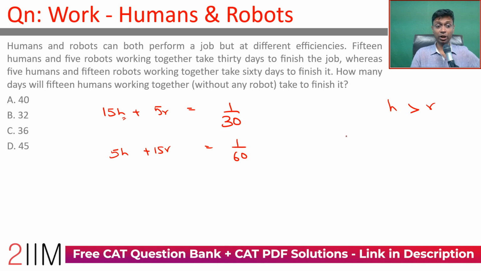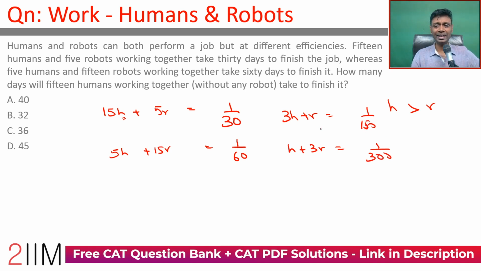How many days will 15 humans working together take to finish it? Wonderful question, very simple question. So 15h plus 5r is 1 by 30, 5h plus 15r is 1 by 60. Find h, find 15h, what will that correspond to? You've got your answer. And so I'm going to divide this equation by 5. 3h plus r is 1 by 150. h plus 3r is 1 by 300.